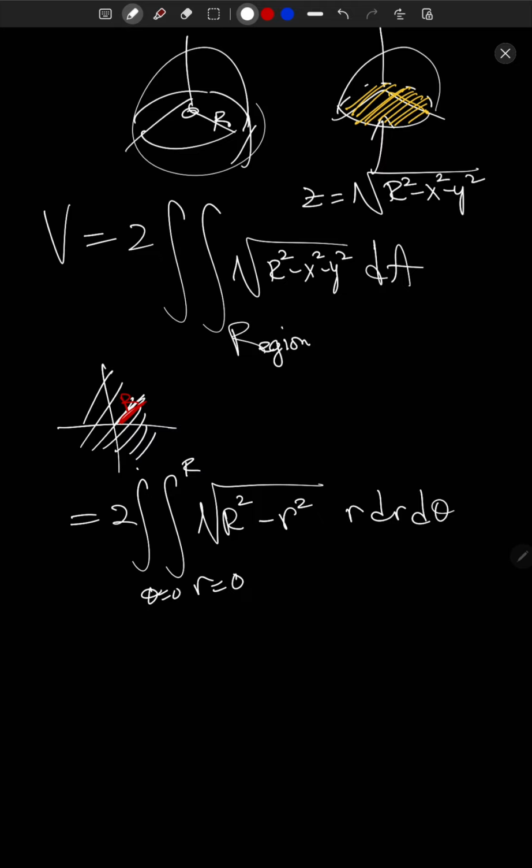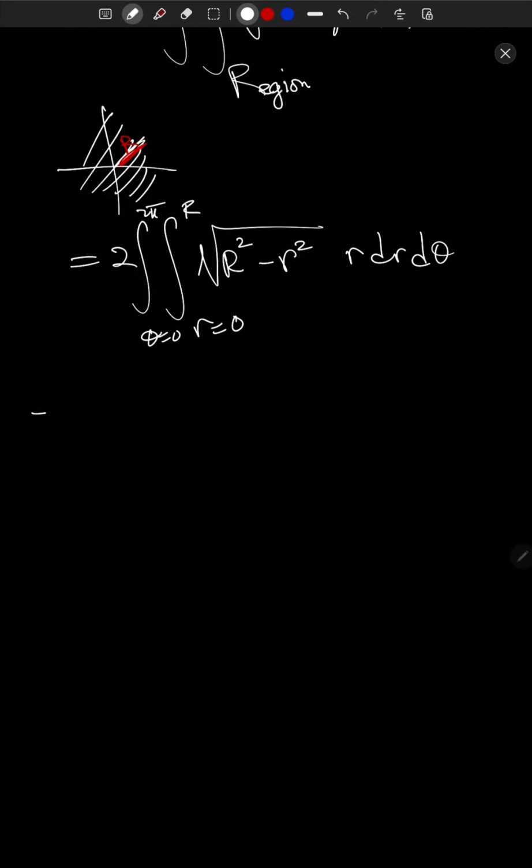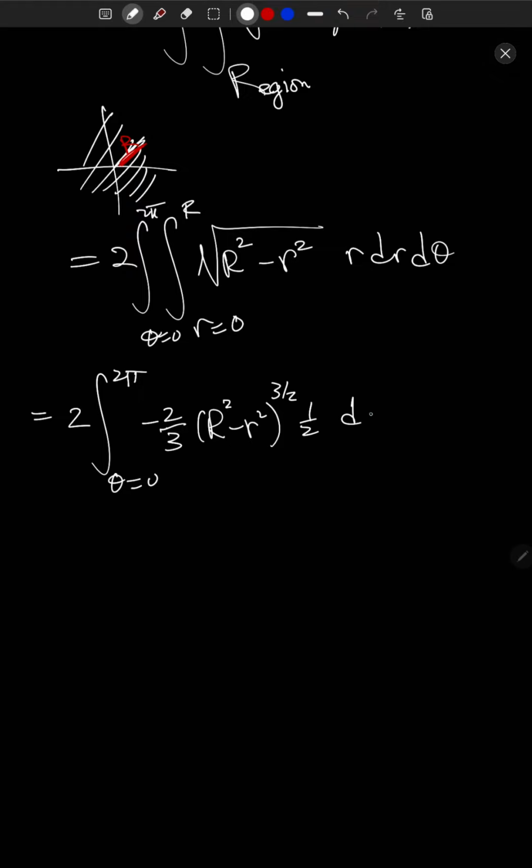R 2 pi. Okay, and this integral, you could do it using substitution or whatever. I guess you can actually just do this pretty easily with just inspection. So this is going to be r squared minus little r squared to the 1/2, so this is going to be a minus 2/3, because we have a negative out here in front of the little r squared. So r squared minus little r squared to the 3/2, something like this.